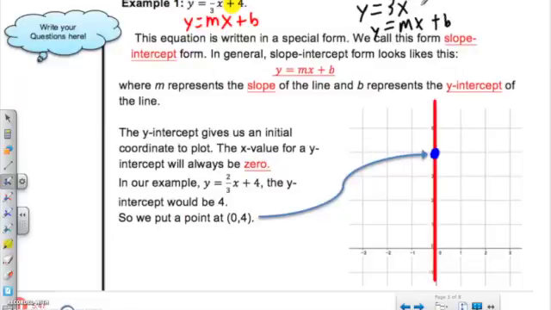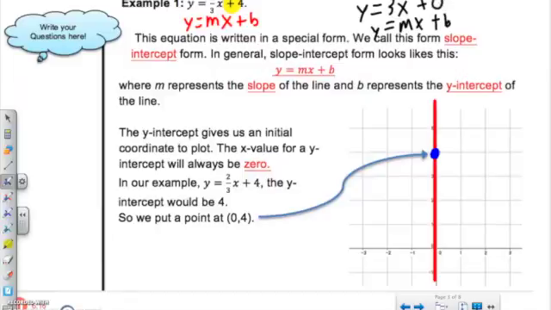Now, what would we be able to add here that would not change this at all? If you said 0, you're absolutely right. If we added a 0, remember with your additive identity from Unit 1, if you add 0 to something, it's not going to change what you start with. So 3x plus 0 is still going to be 3x, but now we have something in that b slot that we can fill in. So in this case, your y-intercept would be 0.